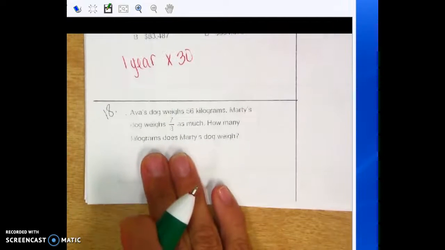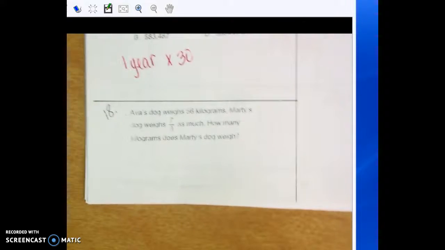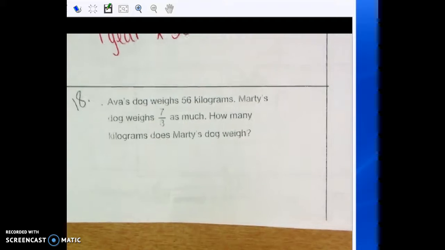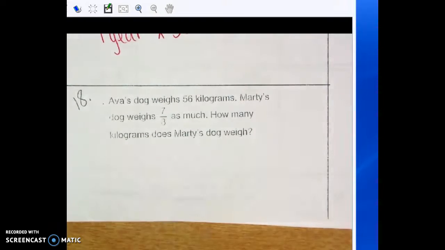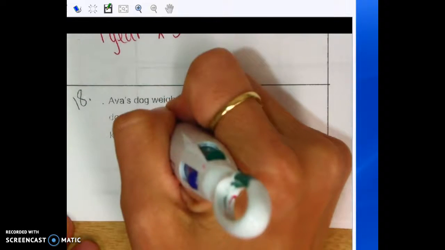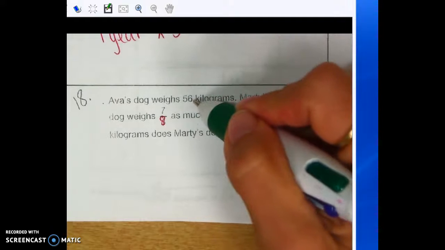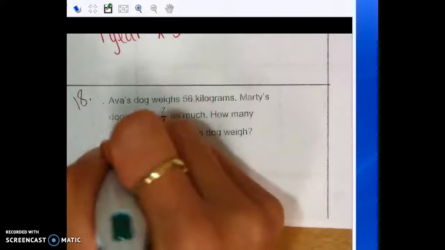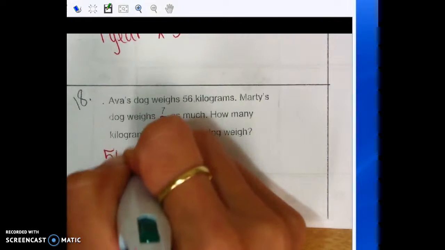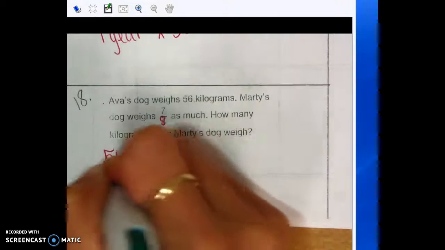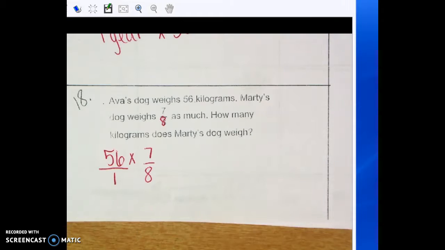Okay, number 18. Ava's dog weighs 56 kilograms. Marty's dog weighs 7/8 as much. That's an 8. How many kilograms does Marty's dog weigh? So we want 7/8 of this right here. So we are multiplying 56 times 7/8. Remember, we could do this right here and put 56 over 1.